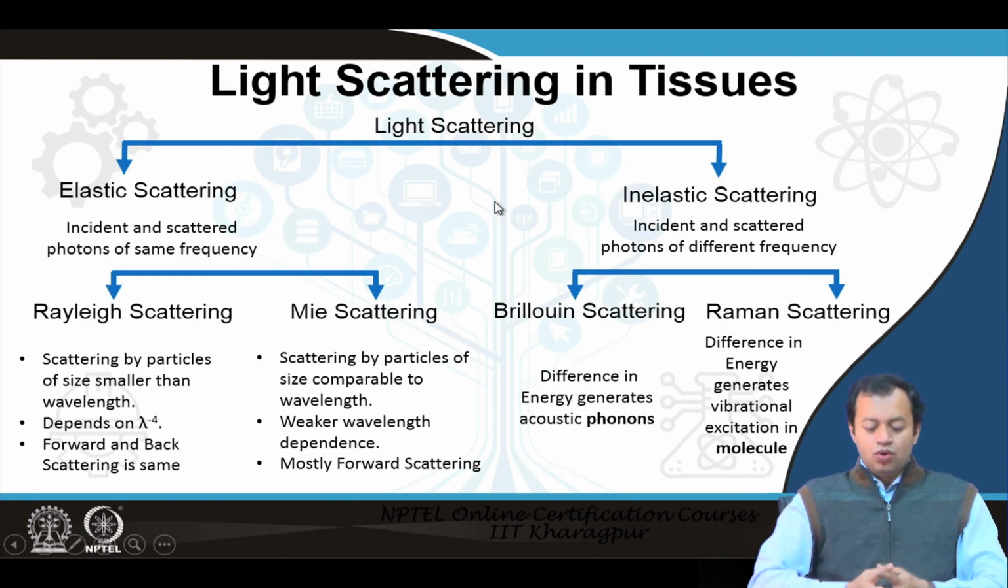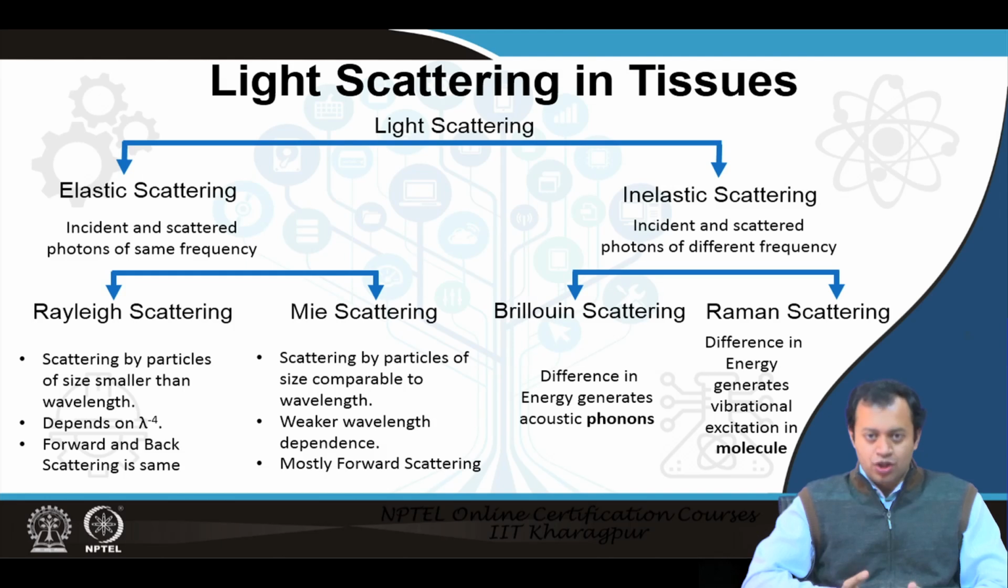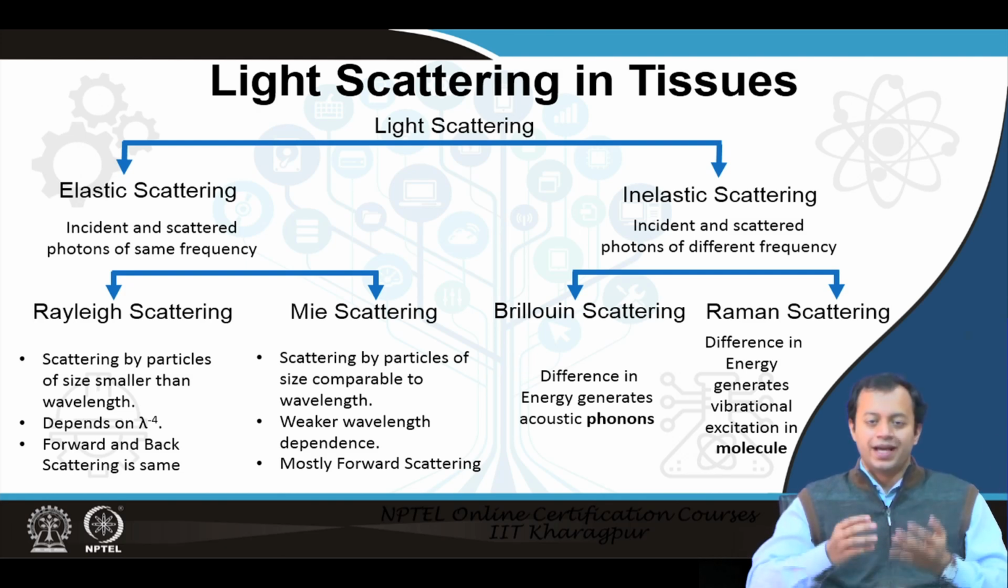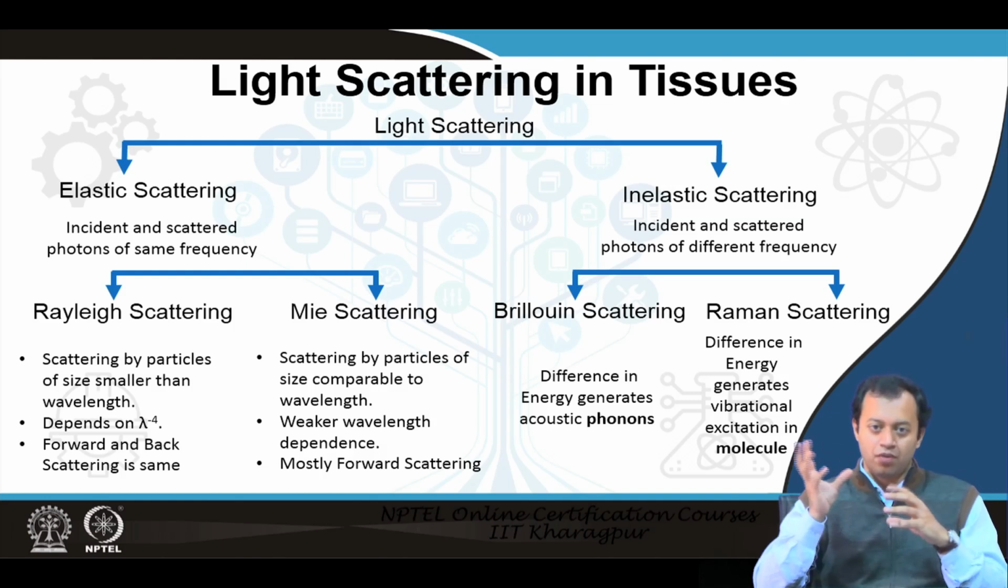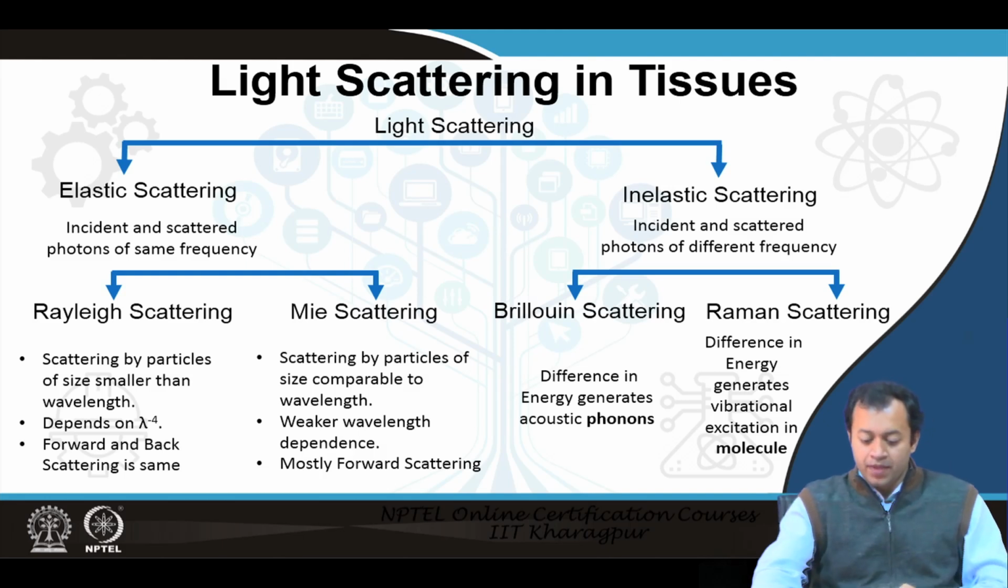So, by this time you know that light scattering in general, not specifically for tissues, can be divided into two separate categories, elastic scattering and inelastic scattering. What's the difference? In elastic scattering, the incident and scattered photons are of the same frequency. Whatever photon comes, it gets scattered away. The direction of propagation of the photon may change, but the energy remains more or less the same. Inelastic scattering is where a photon of a different energy is scattered.